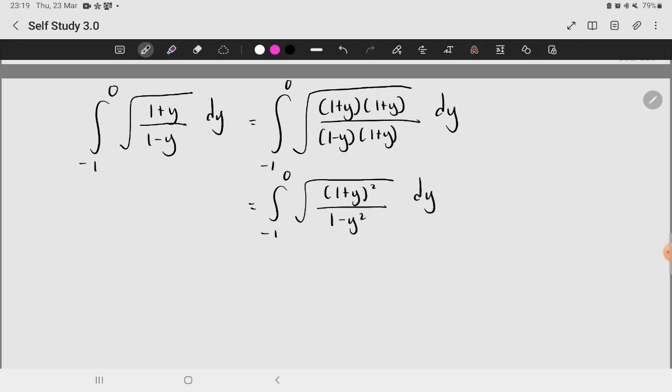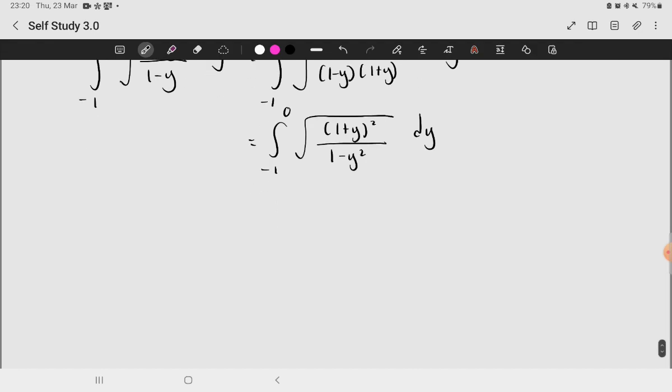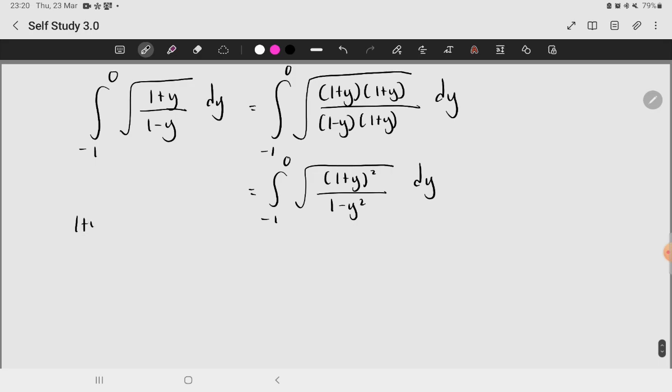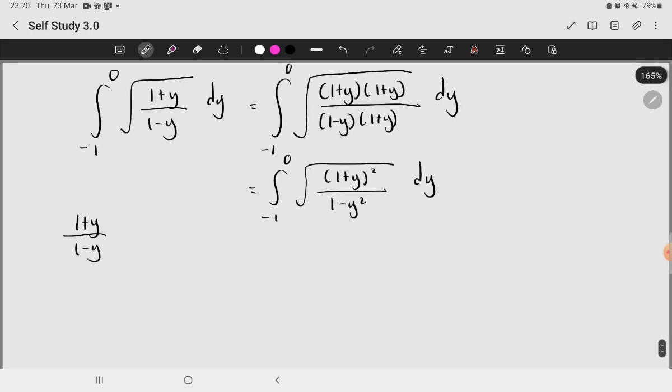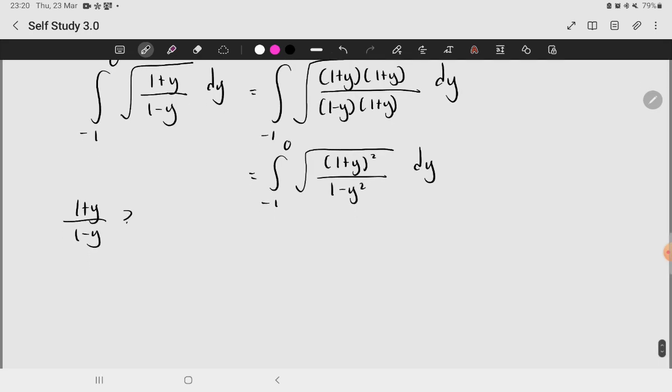Now, before I move on, I would like to determine the domain on which this particular function will always be positive, and whether the lower and upper boundaries are in the domain, but I want to show you how to find out the domain first. So we know that this particular function will always be larger than or equal to 0. So what will be the domain? So (1 plus y) divided by (1 minus y) will always be larger than or equal to 0.